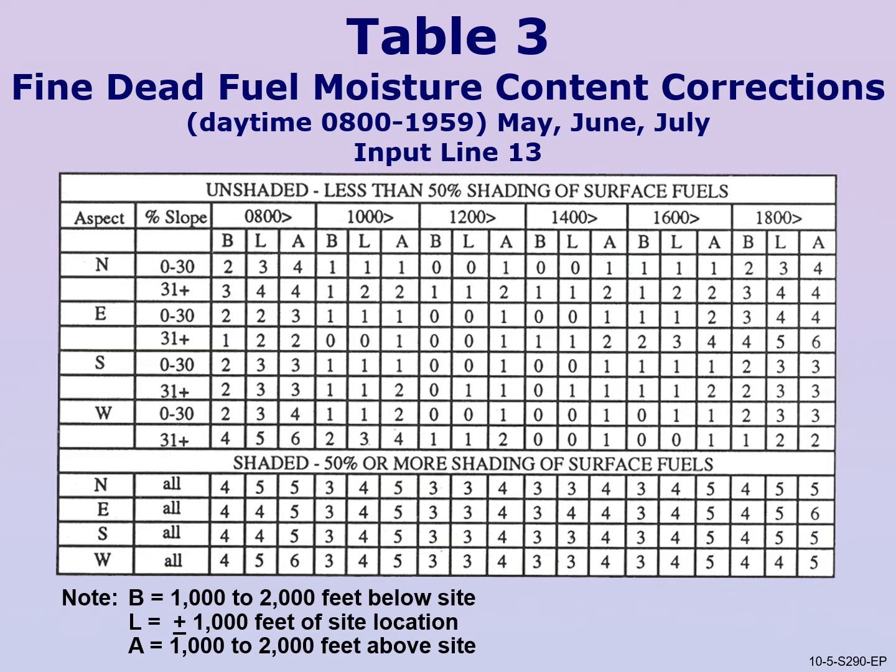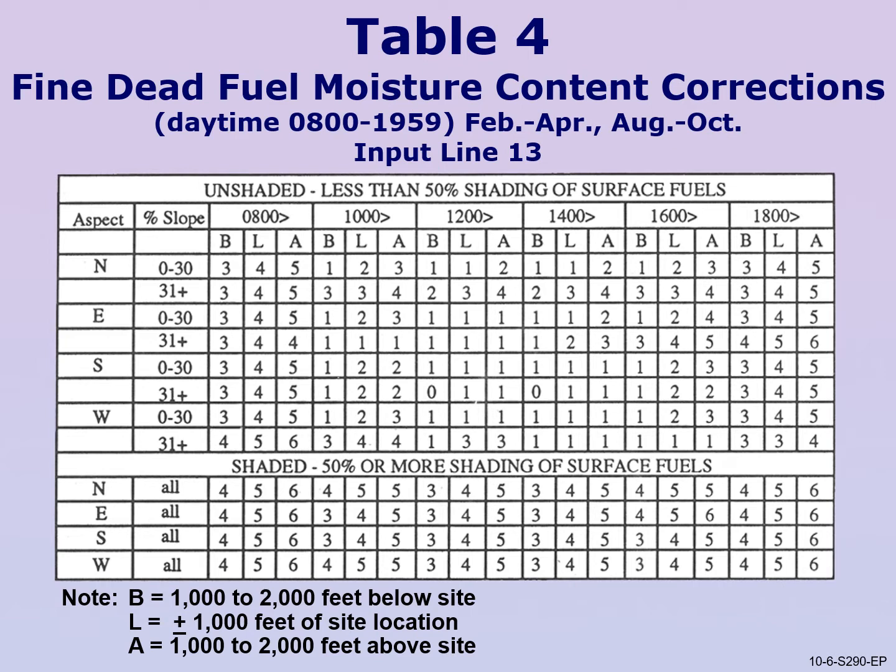This is Table 3. This is one of 3 tables designed to find your correction values. You can see they have aspect, slope, time of day. The top half is for unshaded fuels, and the bottom half is for shaded fuels, all giving you different values. There's also multiple columns for each time range. One for below, level with, or above. We'll explain this here in a minute.